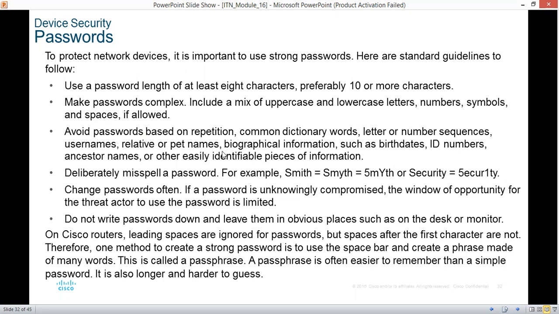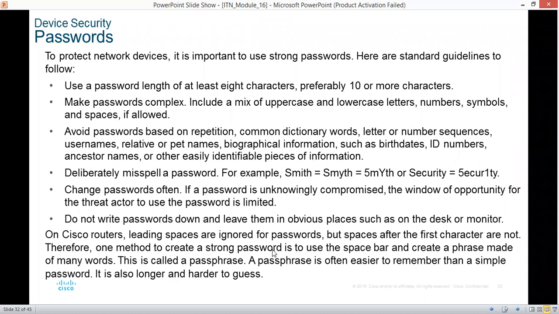And then avoid passwords based on repetition or common dictionary words. Some people use the same password for all their emails and everything they do. So the moment you know one of the passwords, that's not good in this era.